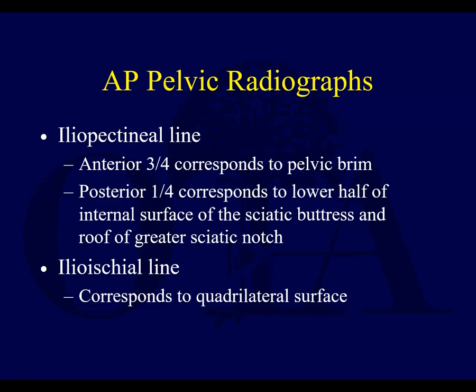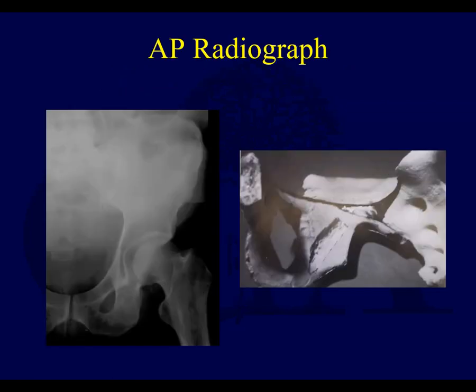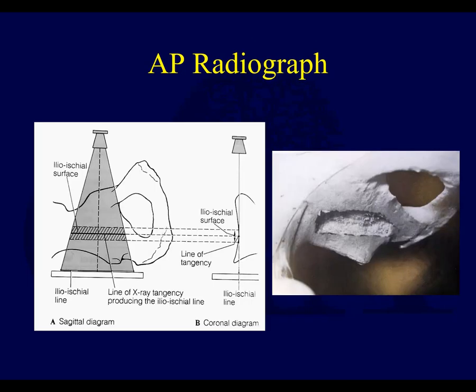The ilioischial line corresponds to the quadrilateral surface. Okay, so again, they're these tangential lines, but the iliopectineal line from here to here represents the pelvic brim, and then in this upper portion it represents that part of the sciatic buttress and the greater sciatic notch. Two discontinuous features anatomically, right? They're not the same thing. Okay, and here's the ilioischial line. Okay, so here's how the ilioischial line is going to be projected on X-ray.